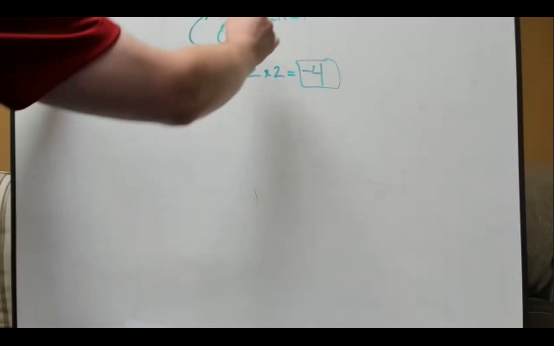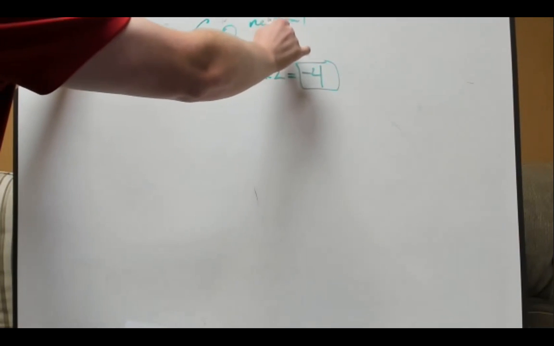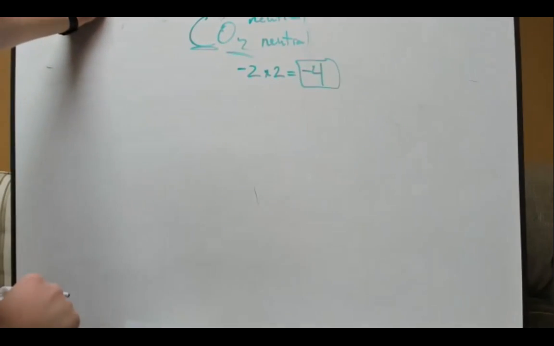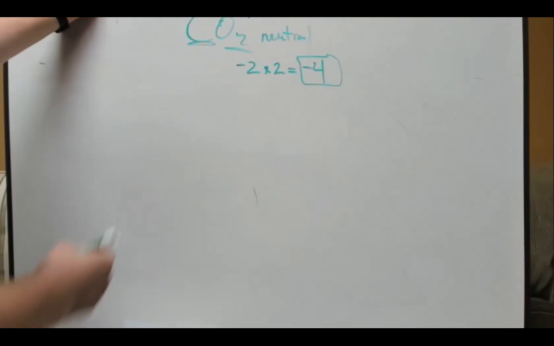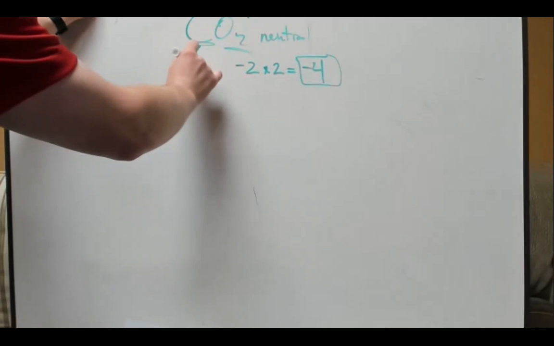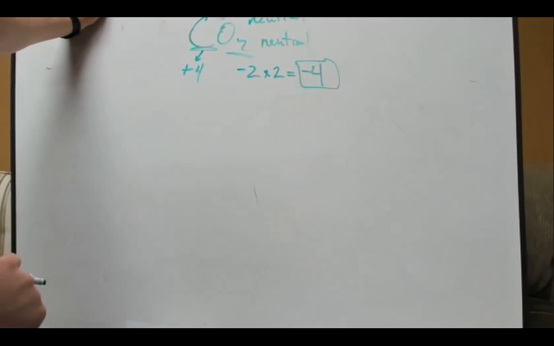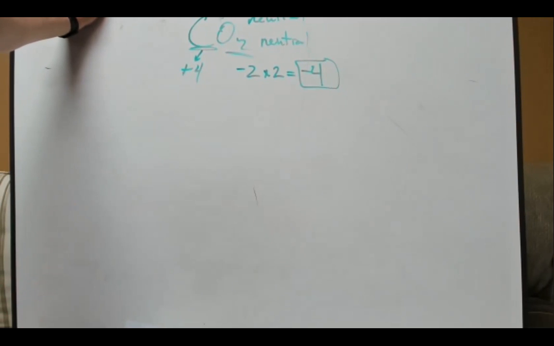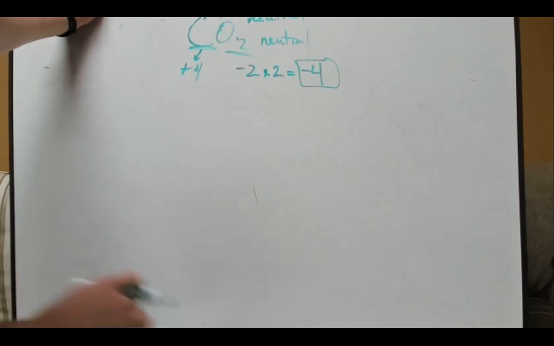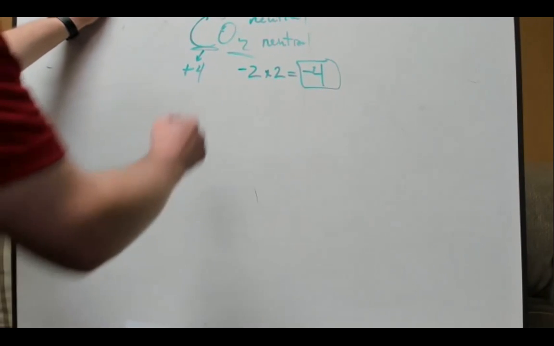right? Since this is a neutral, let me write it lower, neutral compound, right? There's no charges on it. That the total charge has to then be 0. So we know this carbon has to be +4. Usually you'll see that. Usually you'll see carbon at +4, but we just have to check on the other elements that it's bound to. So that's carbon.